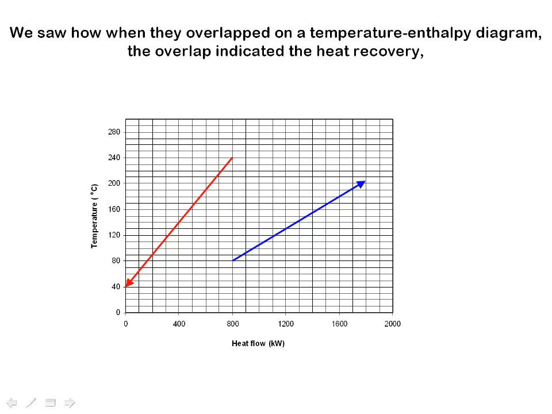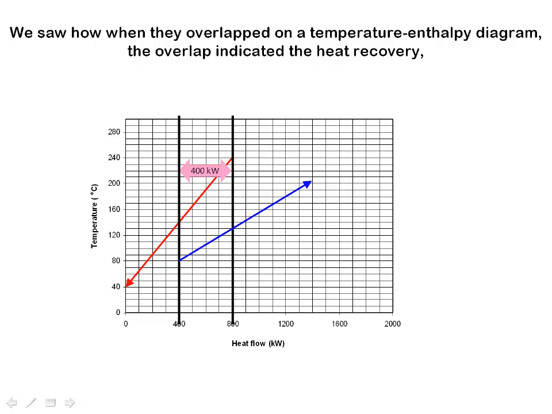And we saw that when we made these two lines overlap on a temperature enthalpy diagram, the overlap indicated the heat recovery. So here we are, we're making them overlap, and they overlap such that the hot stream and the cold stream would enter a particular heat exchanger, and the hot stream, having entered at 240 degrees, would come out at 140 degrees, losing 400 kilowatts of heat in the process.